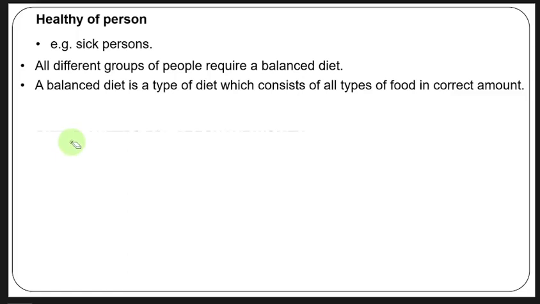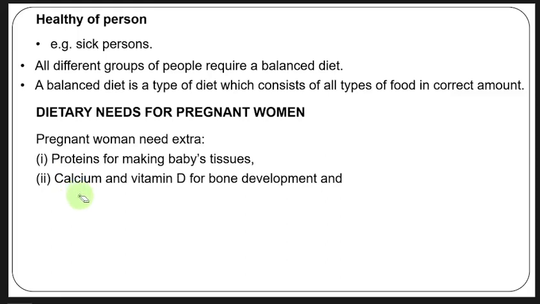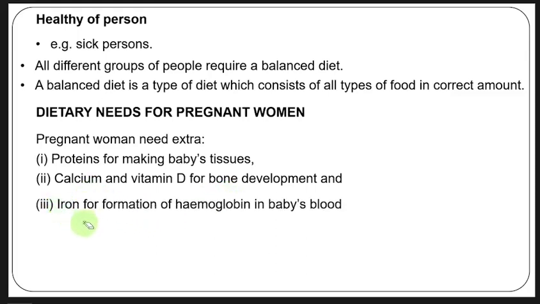All right. So let us look at the dietary needs for pregnant women. Pregnant women need extra proteins for making baby tissues, because proteins are required for body building and repair. So a mother who is pregnant requires those proteins so that the baby that is getting formed in her womb starts growing as the mother provides those proteins. Also, the mother requires enough calcium and vitamin D for bone development of the baby, as the baby is growing and needs bones to be a normal human being. Then third, iron for formation of hemoglobin in the baby's blood. Hemoglobin is a part of red blood cells. That hemoglobin must be formed from iron, and the mother needs to eat so that the child can also have enough red blood cells.